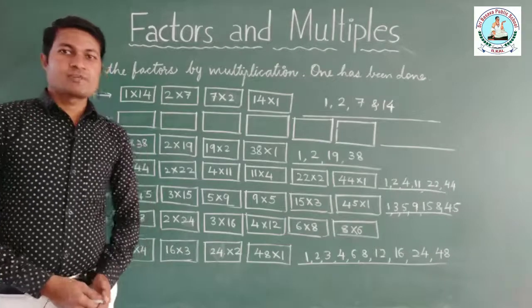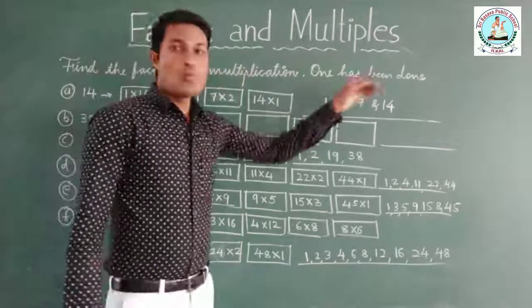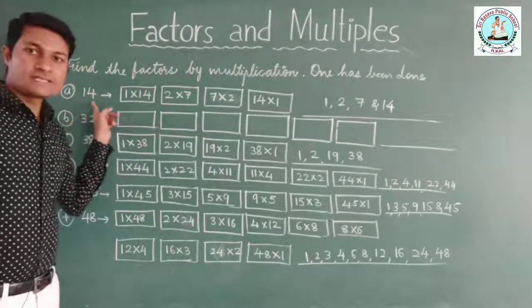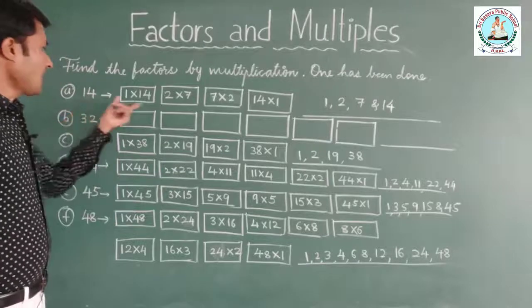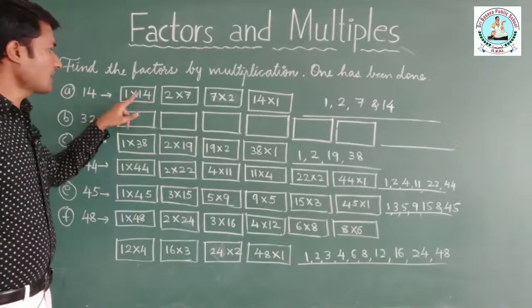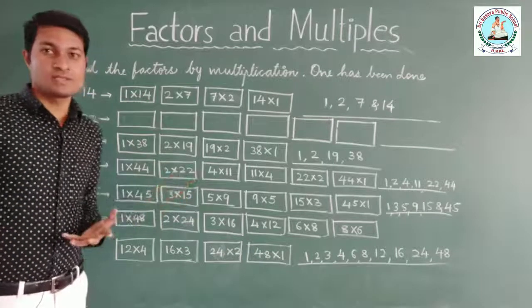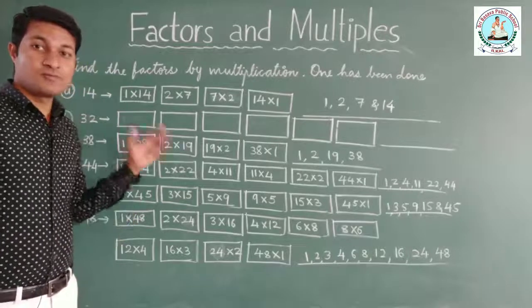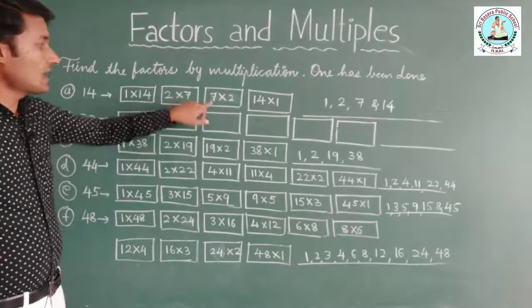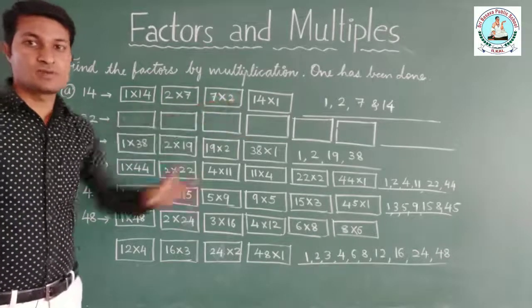Well students, now I am solving the next one, and that is find the factors by multiplication, and one has been done for you. See here. Here we need to express the given number, that is 14, as the product of two numbers. So here 14 can be written as 1 times 14. This is the first combination. And in what other combinations can we express 14 as a product of two numbers? That is 2 times 7 is 14, and 7 times 2. It looks repeated, but you have to write all the possible combinations here.